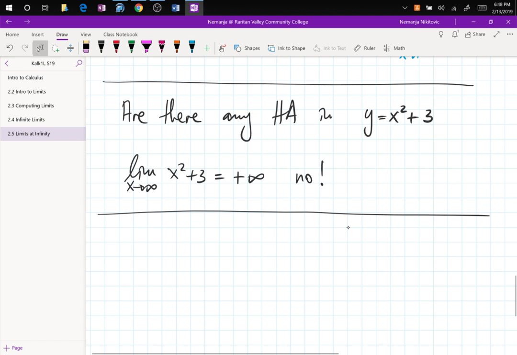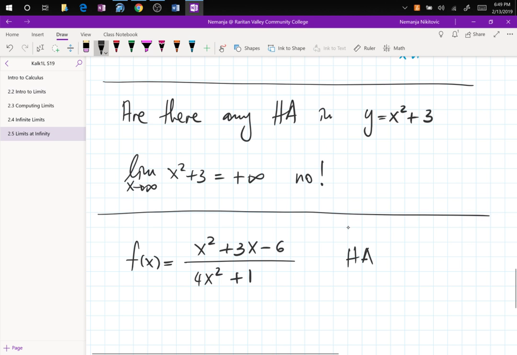Let's take a look at some spicier functions, something rational. How about f of x equals x squared plus 3x minus 6 divided by 4x squared plus 1. Do we have any horizontal asymptotes here?